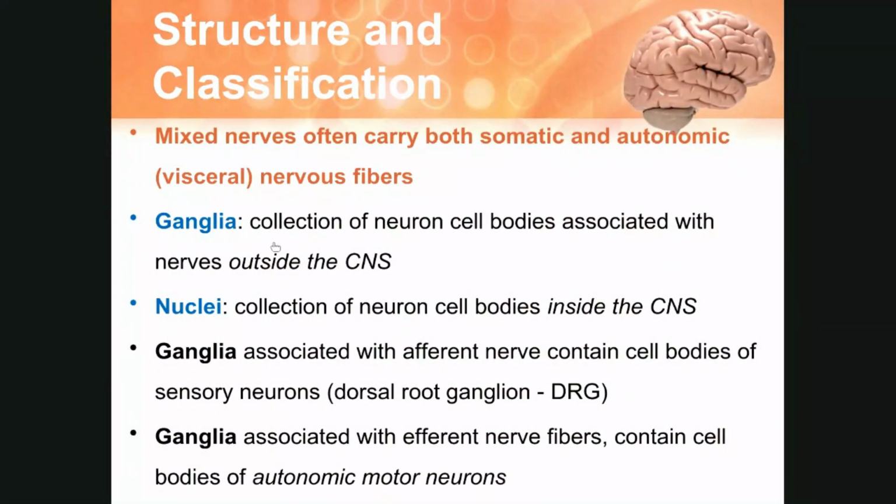Okay, so the ganglion is the collection of nerve cell bodies associated with the nerve. If you would have studied the structure of the neuron, the nerve cell, the neuron is the structural and functional unit of the nervous system. In that, the nucleus is present in the cell body, and the continuation of the cell body is the axon and the dendrites. So these axons are running in the nerves. The ganglia associated with the afferent nerve contain cell bodies of sensory neurons. The ganglia associated with the nerve fibers contain cell bodies of the autonomic motor neurons.